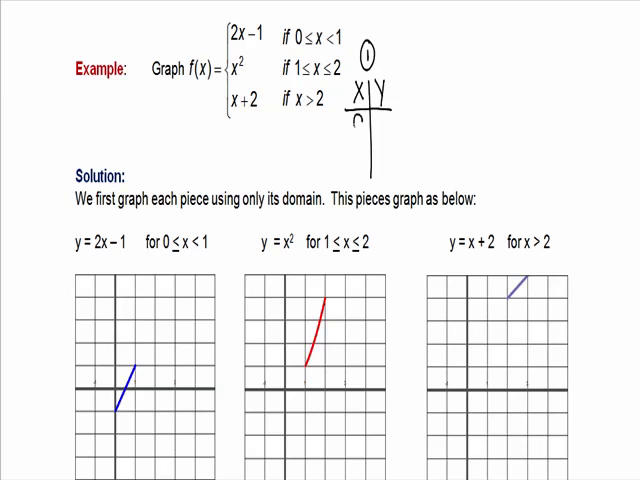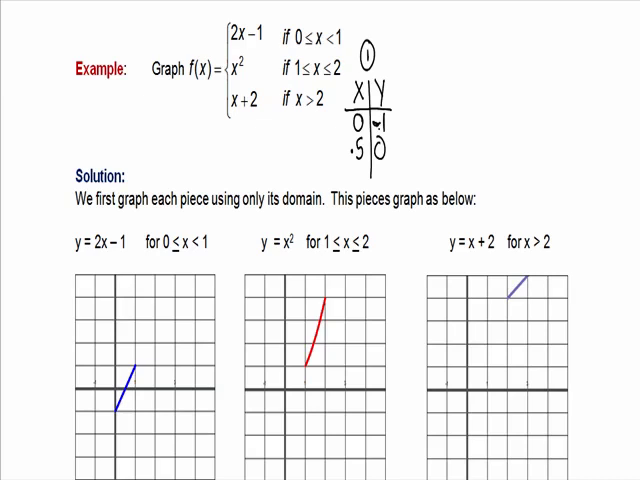If I substitute in 0, I'd have 2 times 0 is 0, minus 1 is negative 1. I could pick 0.5. 2 times 0.5 is 1, 1 minus 1 is 0. Now, the problem I get into is you go, oh wait a minute, can't use 1. Well, yes, we can, but that's where our open circle is going to be.